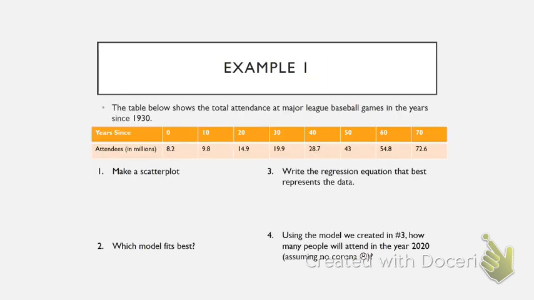Okay, so here's my first example. It says the table below shows the total attendance at Major League Baseball games in the years since 1930. So the X variable is years since 1930. I left off 1930 on accident. And the Y value is how many people attended the games, but in millions. Obviously, there weren't 8 people at the game, so it's in millions. But we can leave it with smaller numbers.